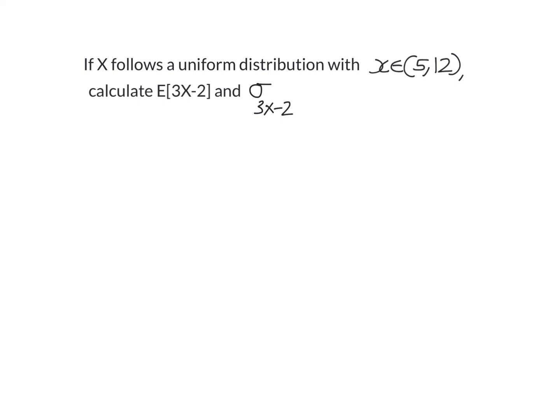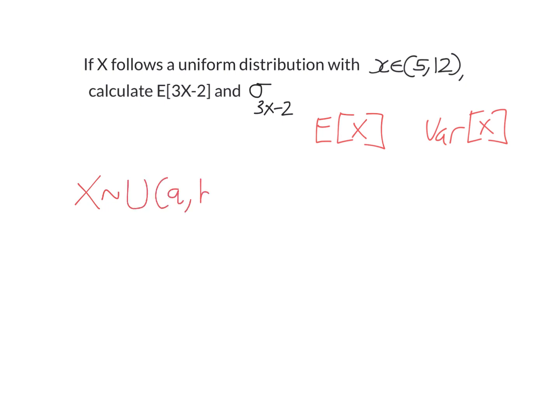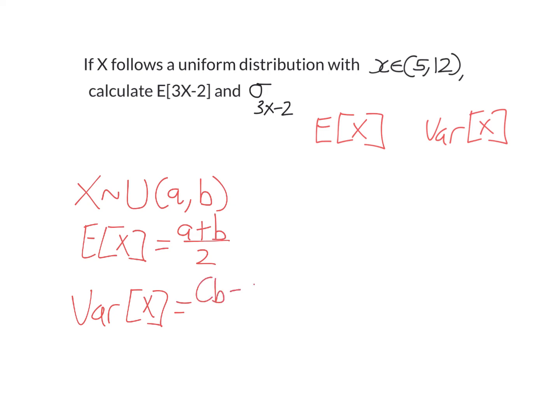So to calculate this, we're first going to calculate the expected value of x and the variance of x. Then we're going to use those rules on the previous slide to calculate each of these. So remember, if x follows a uniform distribution with lower limit a, upper limit b, the expected value is just adding up the two numbers and dividing by 2, and the variance is b minus a squared, all divided by 12.